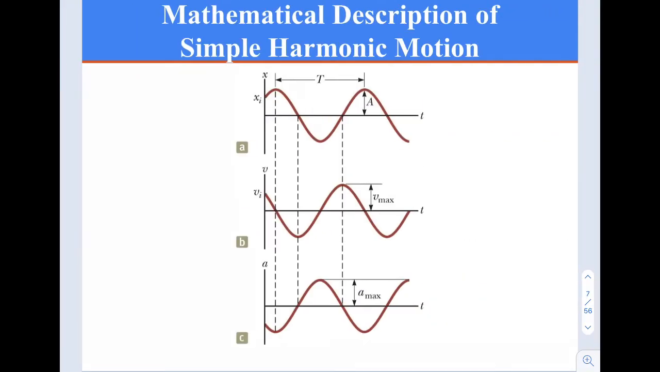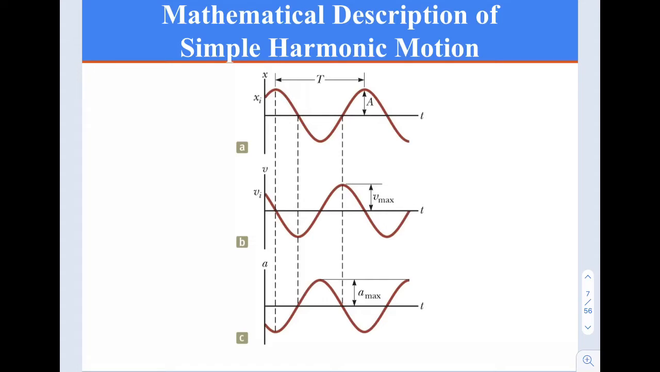Okay, how about this graph? This is actually from your textbook, figure 15.5, page 391. This is a graphical representation of simple harmonic motion. Figure A is position versus time, figure B is velocity versus time, and figure C is acceleration versus time.